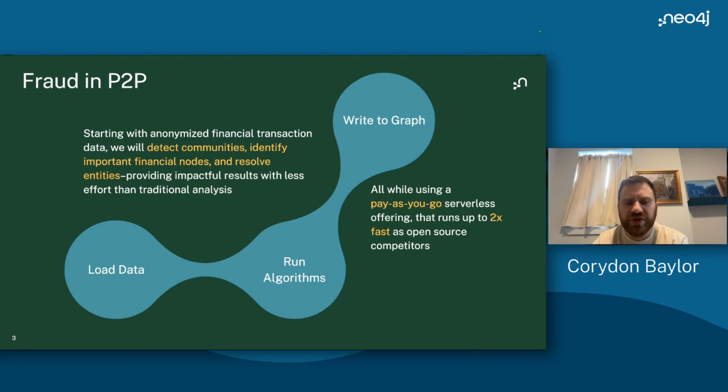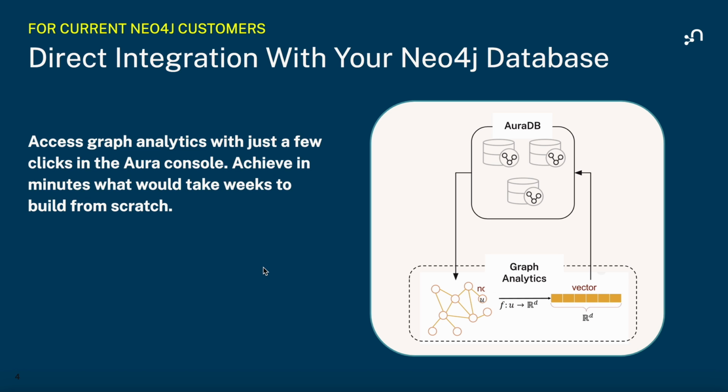So this will be pretty simple. We're going to load some data into a projection, we're going to run some algorithms, and we're going to write the results back to a graph. And this is all available in a pay-as-you-go serverless offering that runs up to twice as fast as open source competitors.